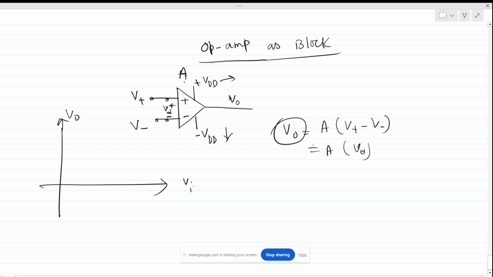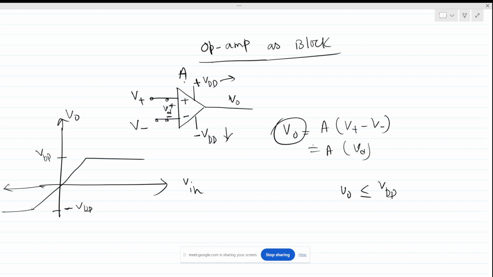If we plot the transfer characteristics, V out by V in, it will look like this. This is plus VDD and this is minus VDD. We all know that, right? So the output voltage of the op amp cannot be more than the positive supply or less than the negative supply. The V out will be like this if we write it as an equation or expression.